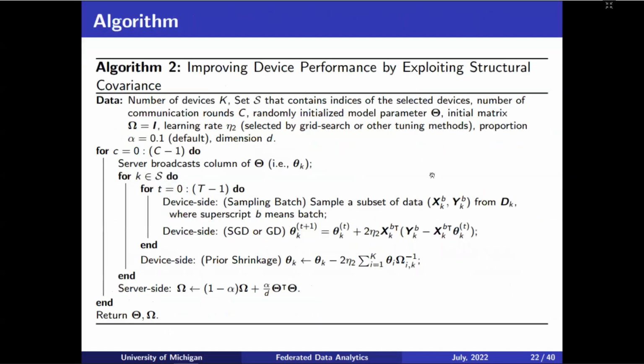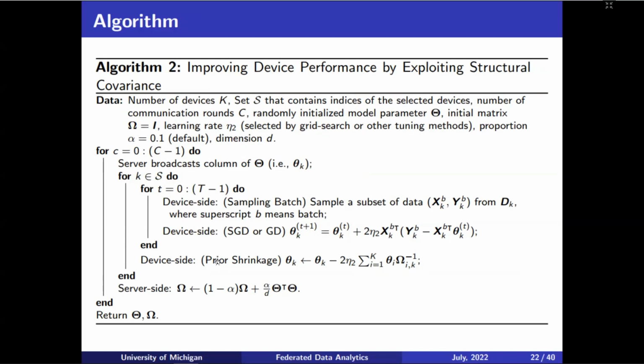Here, we summarize all the procedures in algorithm 2. At the beginning of the communication round, the central server broadcasts the column of the big theta, which is theta k. After receiving theta k, the local device will run 2 stages of optimization.